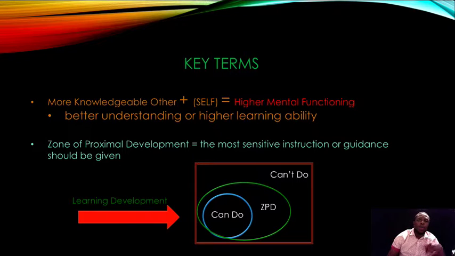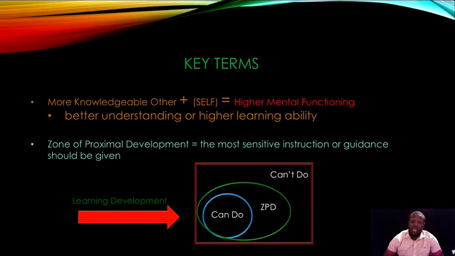An MKO plus self equals a higher mental functioning. When you add yourself, which is essentially in the story that I told the little girl, and you add her dad, that combined together helped her reach that higher mental functioning, which also provided a better understanding or higher learning ability for this young lady that was trying to put together the puzzle.